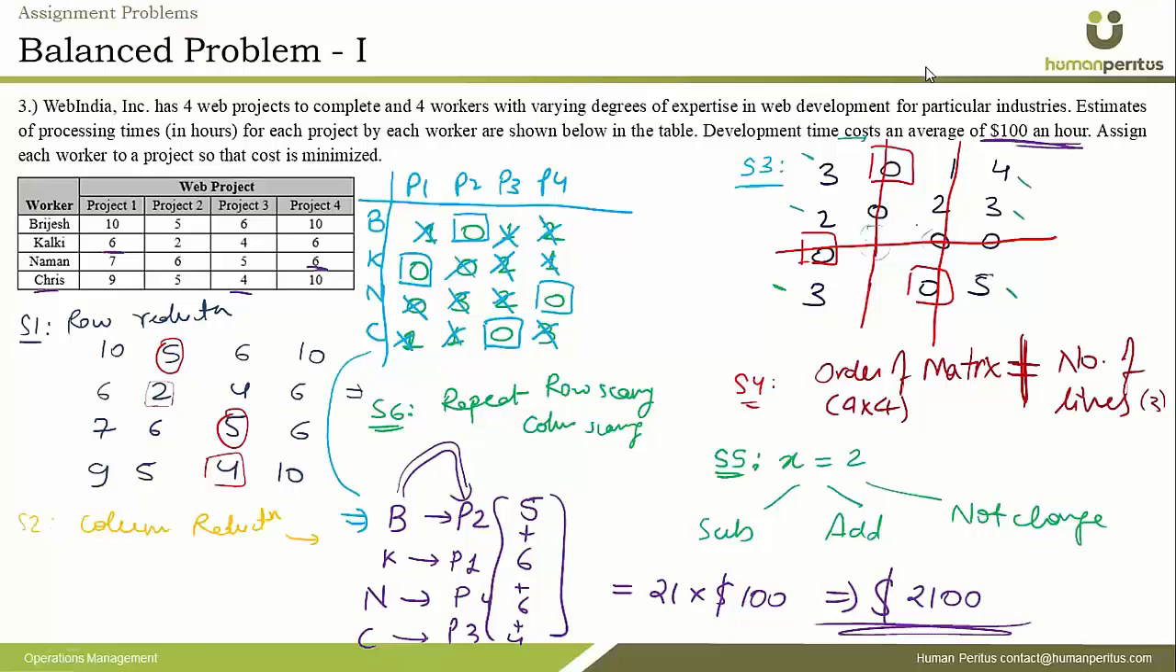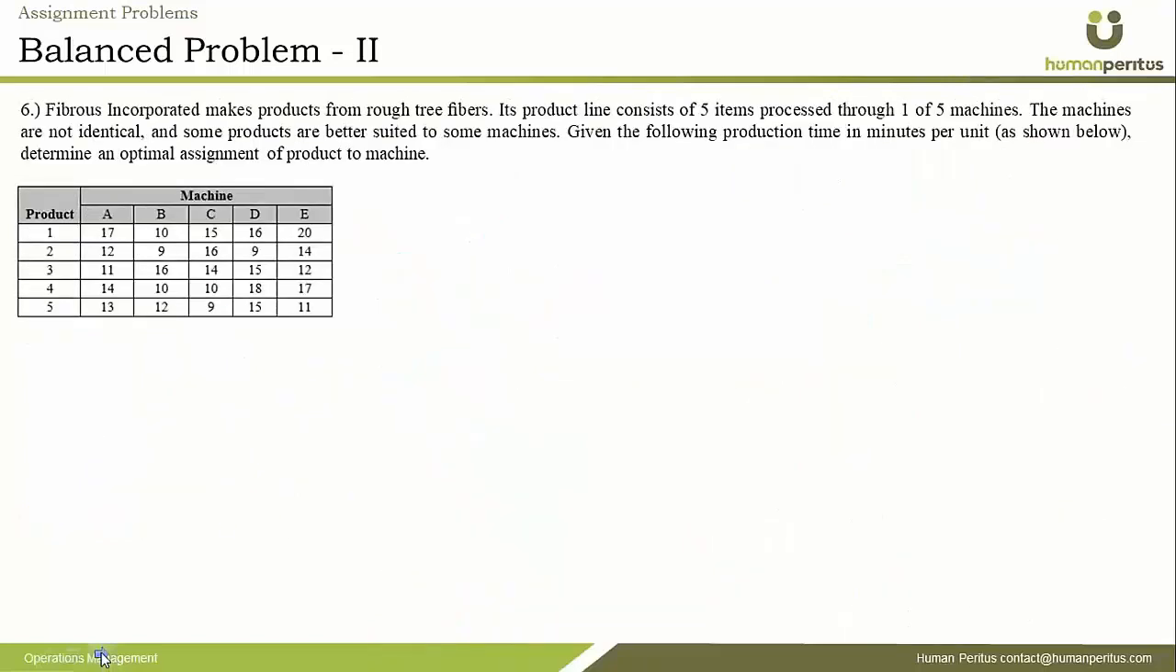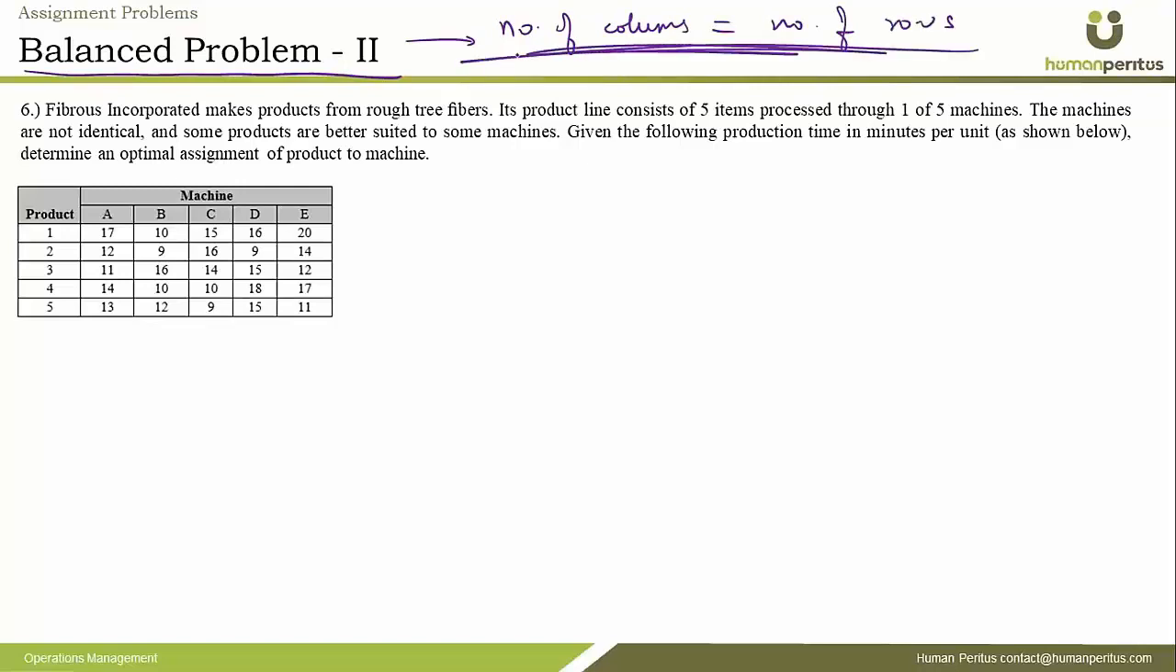Let me move to the next question. Okay, the next question says, and it is the same type of problem. These are called balanced problems. Why are they called balanced problems? Because the number of columns is equal to the number of rows. So this is the condition for balanced problems.